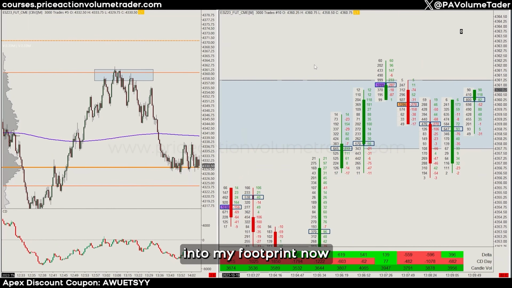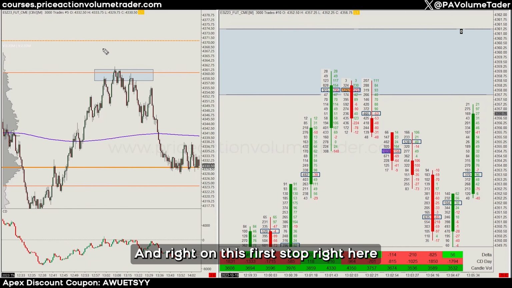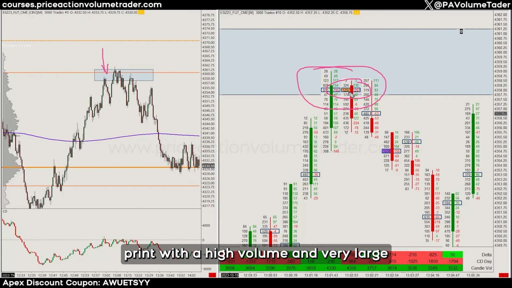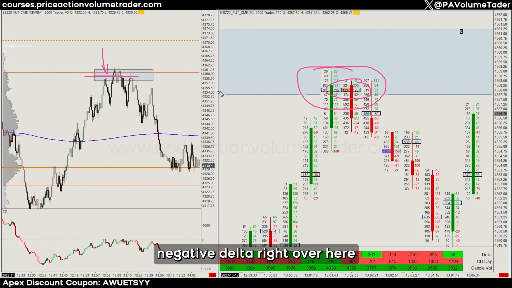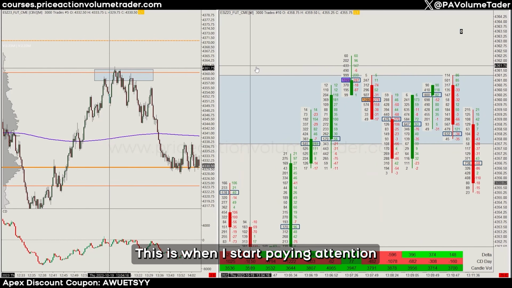So if I go into my footprint now, you can see the market is coming up, and right on this first stop right here, you can see we get a high volume print with a very large negative delta right over here. Okay, so we just got a lot of selling coming off on the first one. Then the market pushes away. This is when I start paying attention.